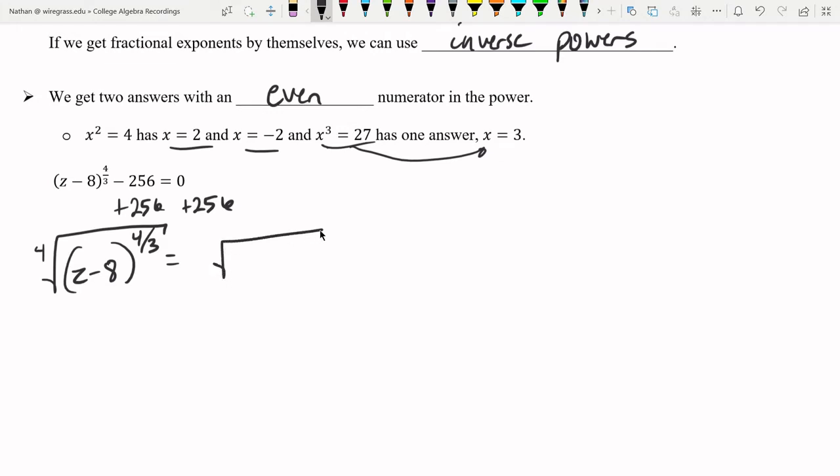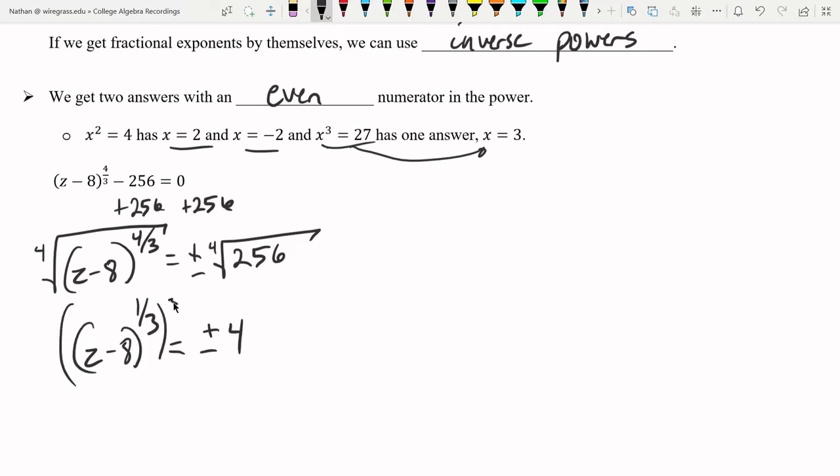So the 4th root of 256, because it's an even root that we're taking, we have to add in a plus or minus. And the 4th root of 256 is what times what times what times what equals 256. That's going to be, I believe, 4. Let me double check that. Yes. So we're going to get (z minus 8) to the 1/3, or the cube root, equals plus or minus 4. And now all we have to do is take the 3rd power of both sides. And that's, of course, going to give us two equations.